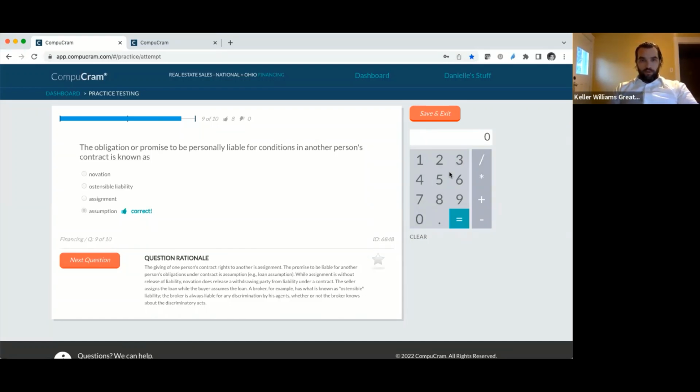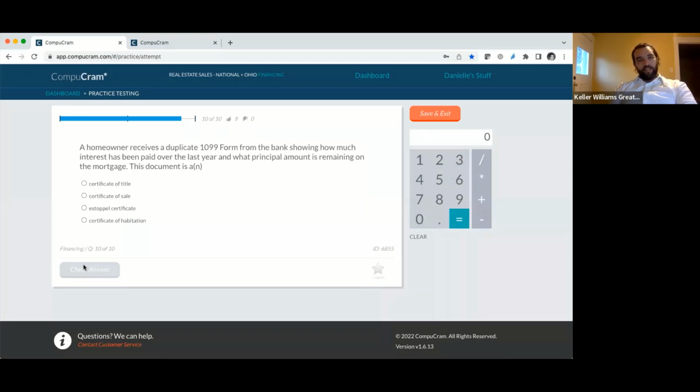While assignment is without release of liability, novation does not release the withdrawing party from liability under a contract. The seller assigns a loan to the buyer, and the buyer assumes the loan. A broker, for example, has what is known as ostensible liability. The broker is always liable for any discrimination by his agents, whether or not the broker knows.